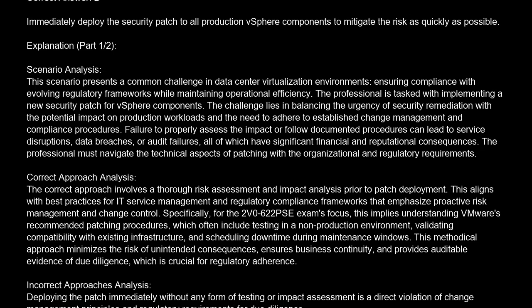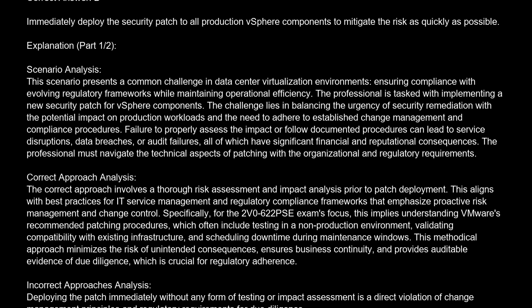The correct answer is B. Immediately deploy the security patch to all production vSphere components to mitigate the risk as quickly as possible. Explanation. Scenario analysis. This scenario presents a common challenge in data center virtualization environments, ensuring compliance with evolving regulatory frameworks while maintaining operational efficiency. The professional is tasked with implementing a new security patch for vSphere components.